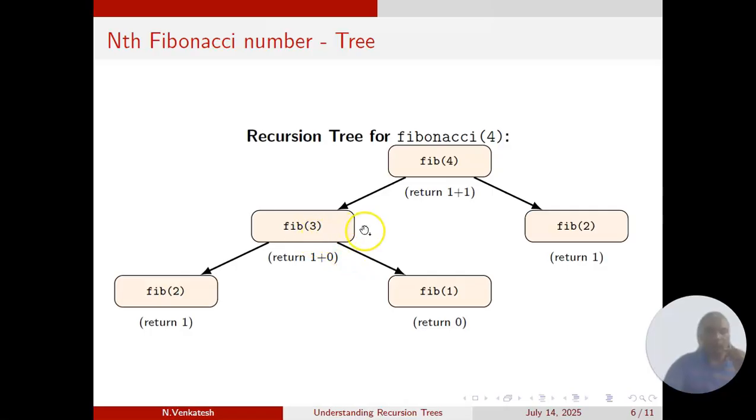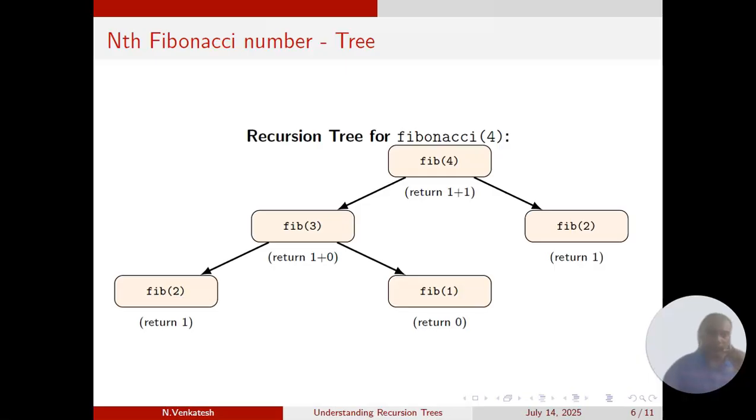Fibonacci of 3, again n is greater than 2, so we have two function calls, Fibonacci of 2 and Fibonacci of 1, and Fibonacci of 1 and 2 are leaf nodes. As you can see, Fibonacci of 2 returns 1 and Fibonacci of 1 returns 0, so we get 1 for Fibonacci of 3, and for Fibonacci of 4, 1 plus 1, which is 2. So the fourth Fibonacci number is 2.